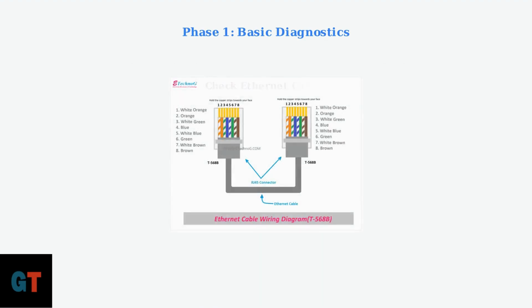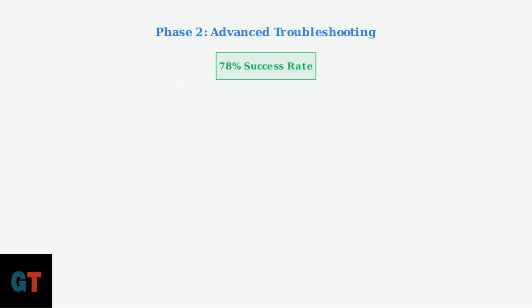Next, check all your Ethernet cables. Make sure they're properly connected and not damaged. Use the T568B wiring standard for reliable connections. If the red light persists, move to advanced troubleshooting.